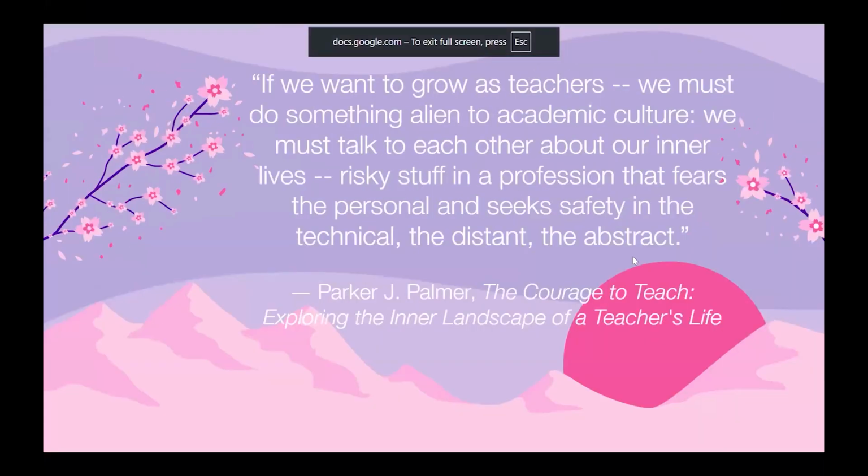And so another quote. I know the first time I encountered the idea of using personal information as a way to connect and as a way to set the foundations for a safe space to have difficult conversations, I kind of bristled against that, especially as someone who experienced a lot of discrimination in higher ed. The structure wasn't necessarily built for everybody that's in the room. And so, this quote from Parker Palmer: if we want to grow as teachers, we must do something alien to academic culture.